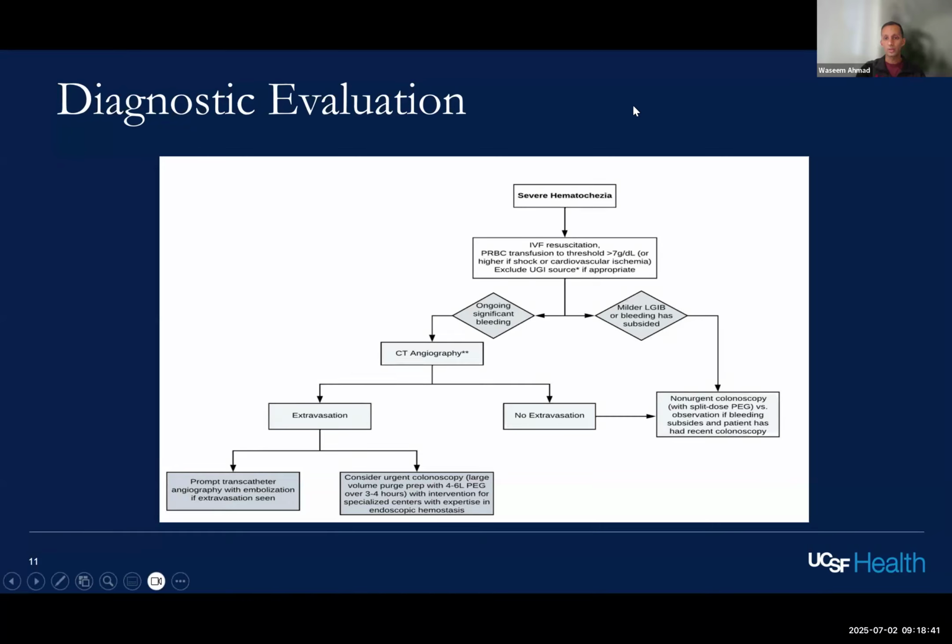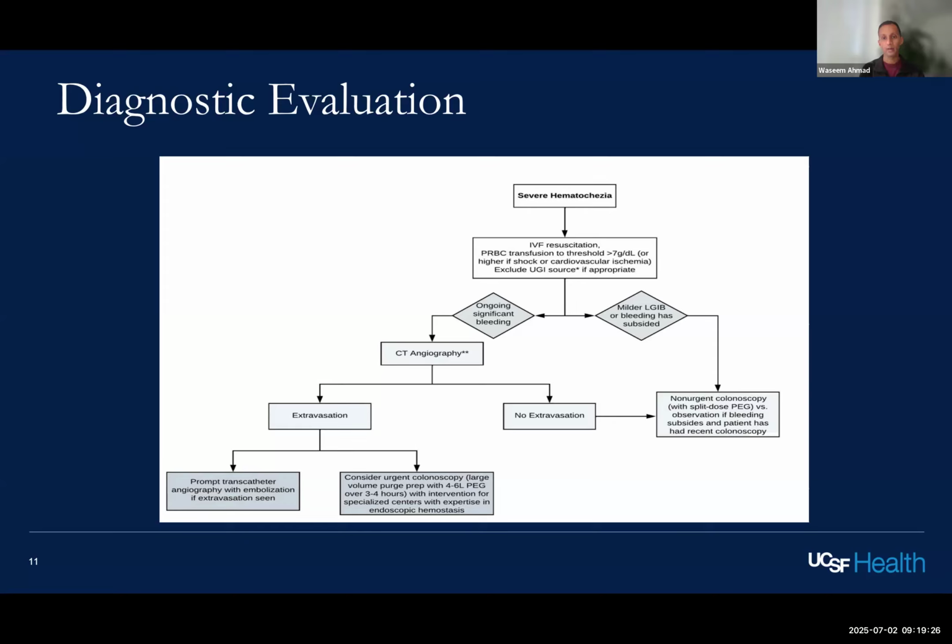So the easiest way to start would be on the right side: minor lower GI bleeding. For that patient, usually you're not going to get a CTA. That patient's going to get admitted to the floor. What I would recommend is a non-urgent colonoscopy, and we'll talk about whether we even need to do a colonoscopy in certain situations. But that's the patient you're going to tell the team about: put them on clears, get them resuscitated, give them blood if they're around 7, and then likely do a bowel prep for a colonoscopy the next day.